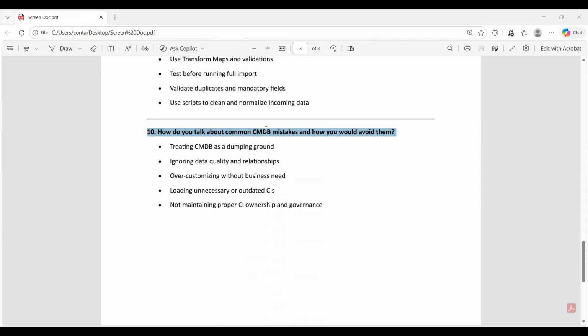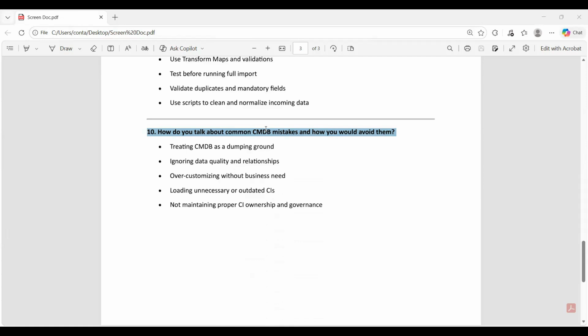Another common mistake is ignoring CMDB health. I told you how important that is, right? Just because CMDB contains many records, it does not mean that the data in CMDB is reliable and trustworthy. You have to maintain its health and check it properly, right? Many CIs may be incomplete, duplicate, outdated, or unrelated.